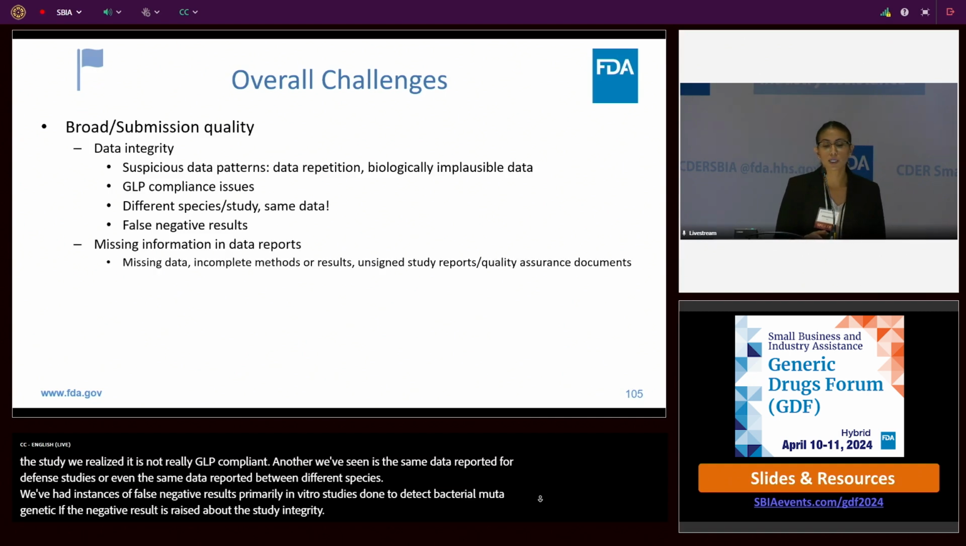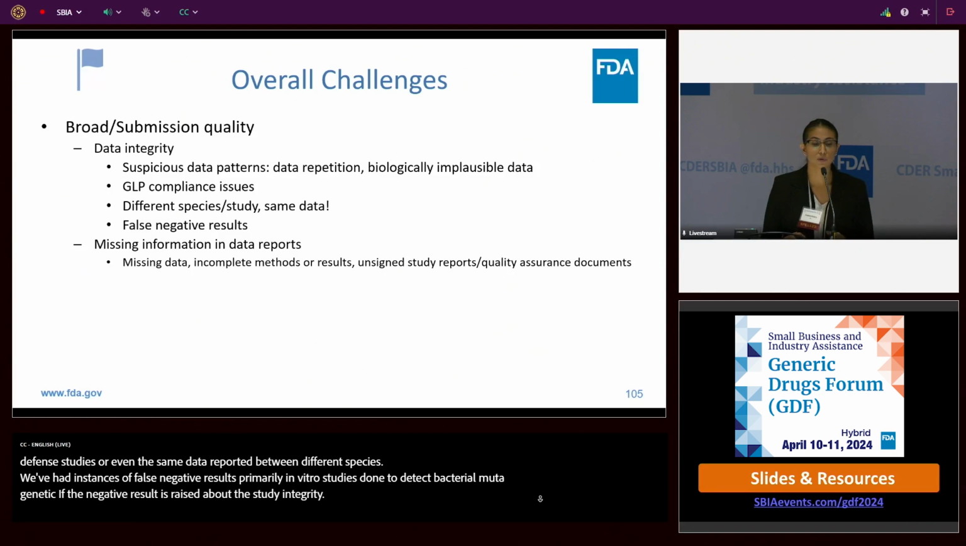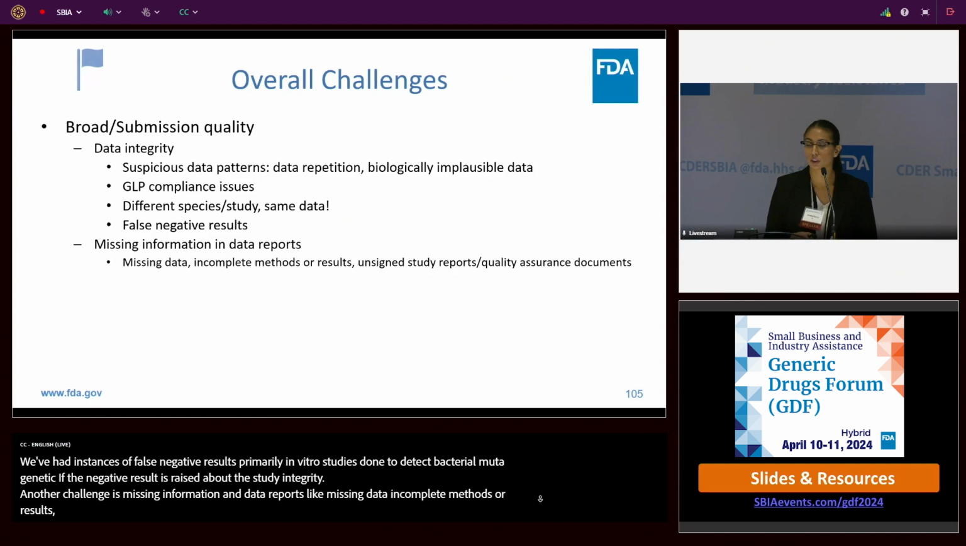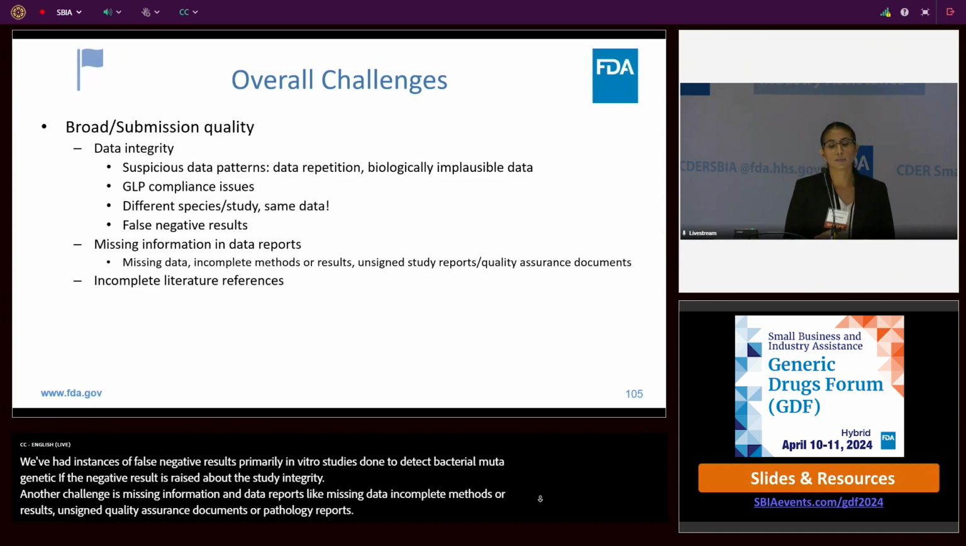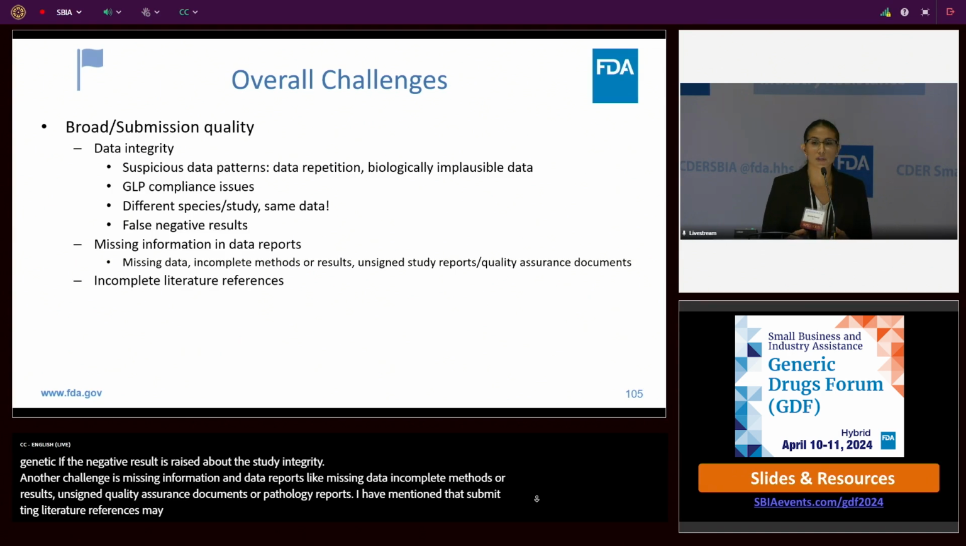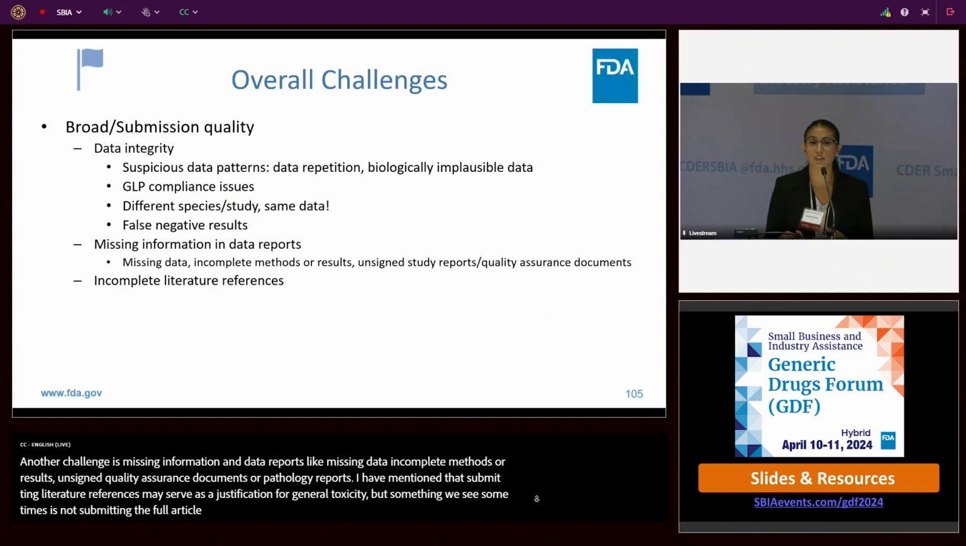Another challenge we see sometimes is missing information in data reports, like missing data, incomplete methods or results, unsigned quality assurance documents, or pathology reports. I've mentioned that submitting literature references may serve as a justification for general toxicity. However, something that we see sometimes is not submitting the full article or the full reference, and that can be advantageous in ensuring that that's an acceptable approach.